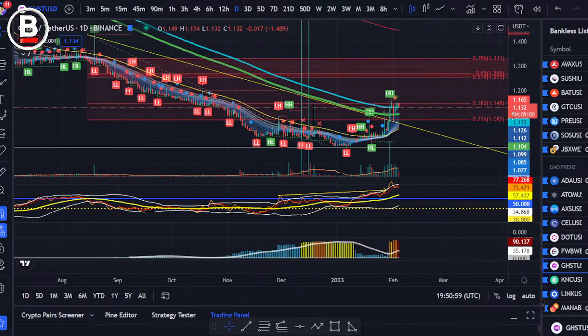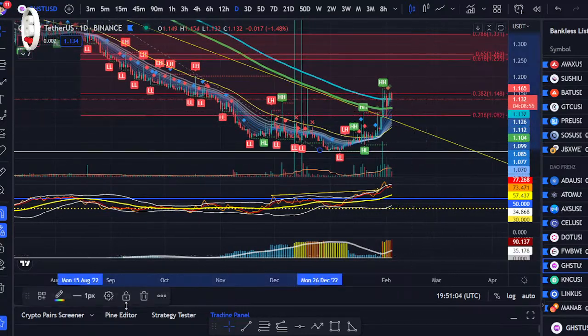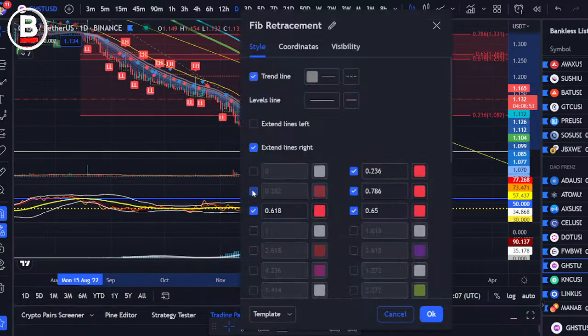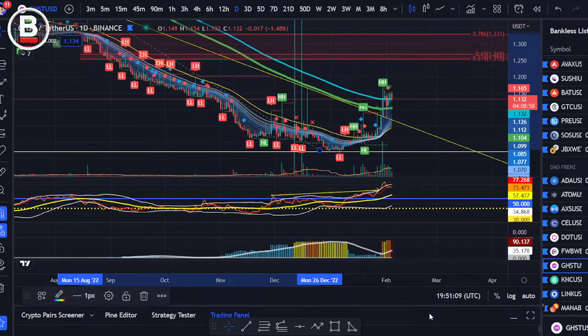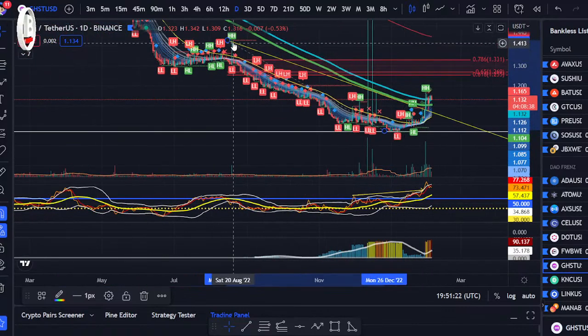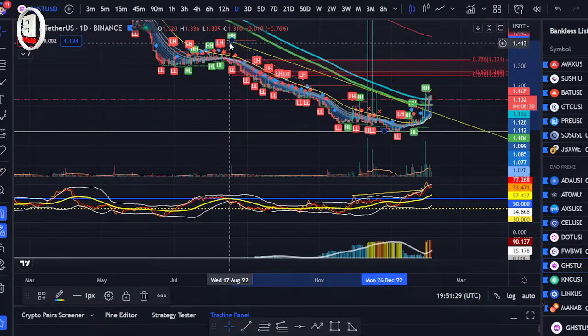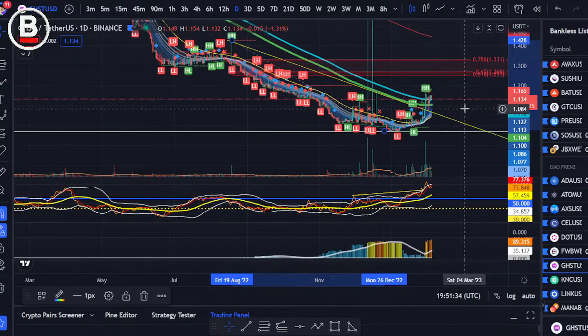Let's see. We have the ghost token in the daily, crushing through some fib levels. Essentially we want it to make its way up here to this golden pocket from this high back in August of 2022. So that's where we're headed.